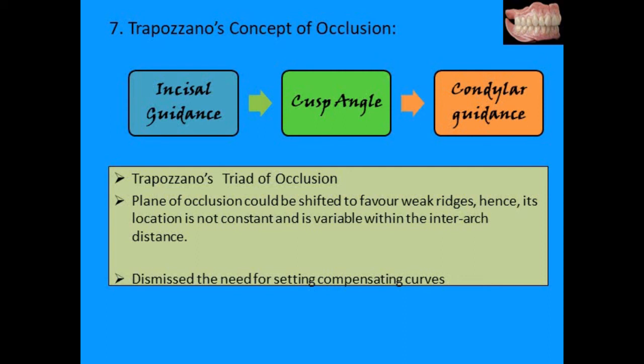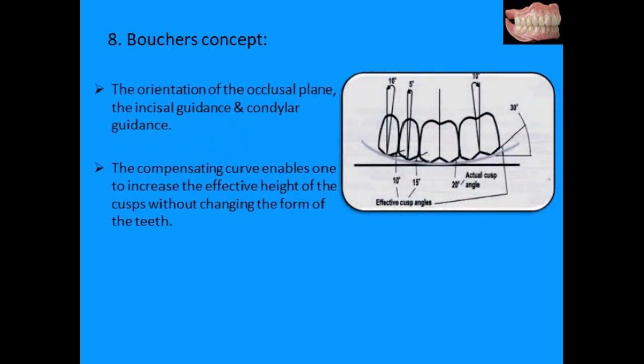So this triad of occlusion was simpler than Hanau's quint, but it eliminated the important compensating curves and plane of orientation. Next is the Boucher's concept. So Boucher proposed 3 fixed factors to attain balanced occlusion, that is the orientation of occlusal plane, the incisal guidance, and the condylar guidance. And he also emphasized the need for a compensating curve.